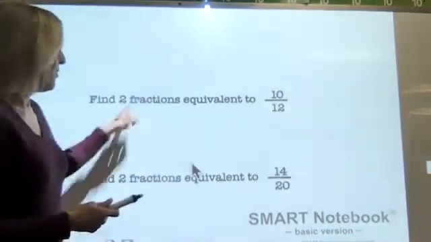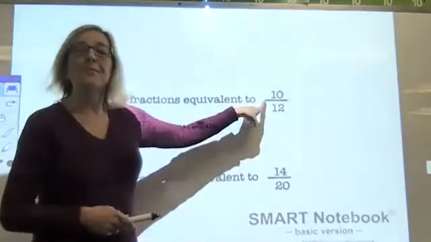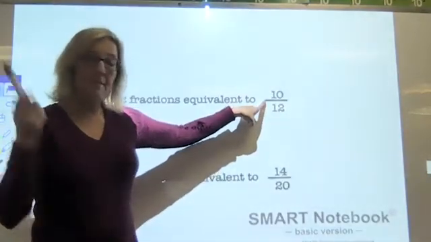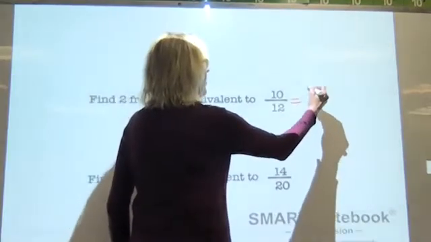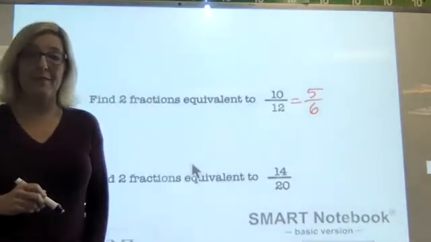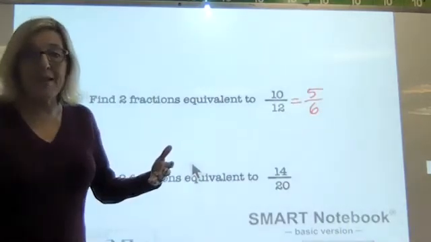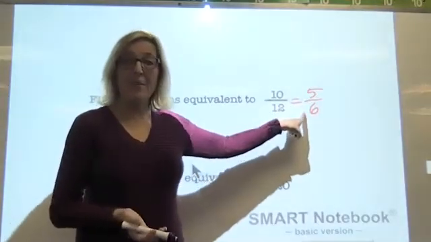Okay, how about 10/12 and 14/20? 10/12, common factor of 2. So if we divide by 2 in the numerator and divide by 2 in the denominator, we get 5/6. Now we could also then use multiplication. We can't use division anymore because there's not another common factor.